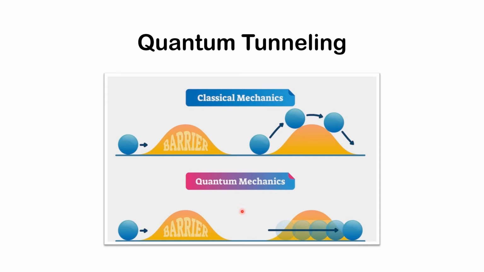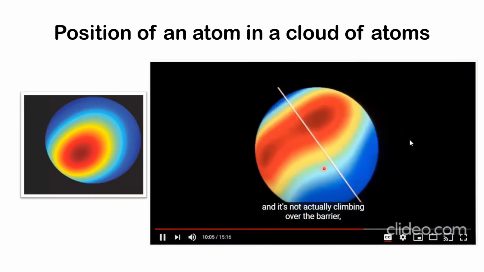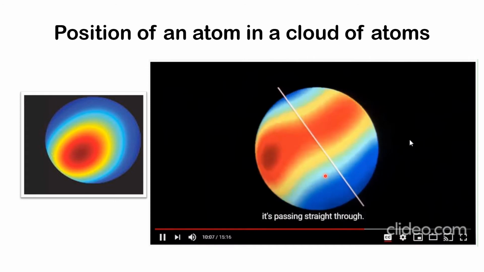But when it comes to quantum mechanics, when an atom or an electron wants to cross a barrier, the atom, or say the electron, ultimately drills a tunnel through the barrier and crosses the barrier to reach the other state. So this is what we call quantum tunneling. What you see here is quantum tunneling at its best.